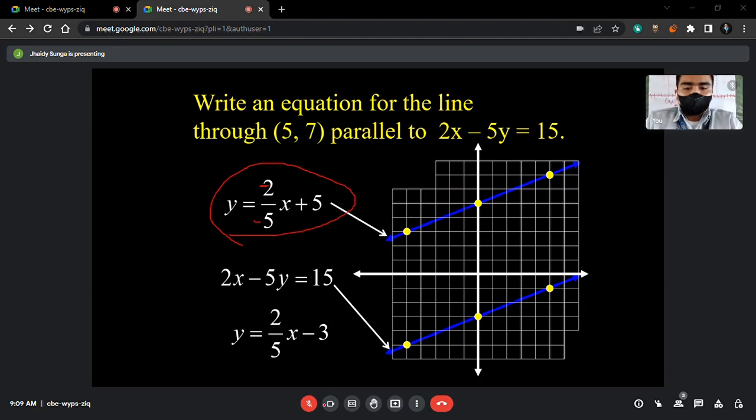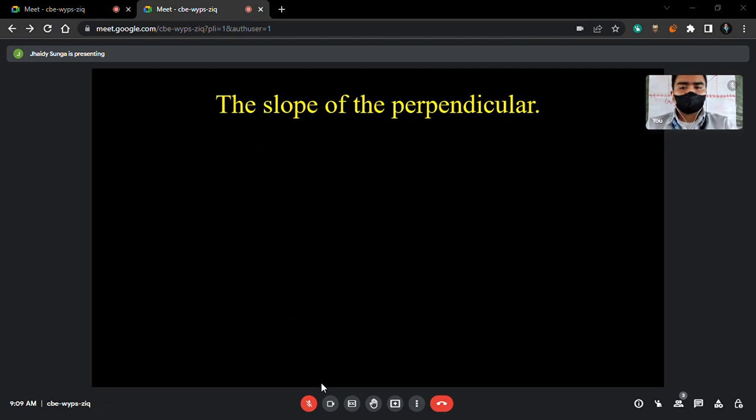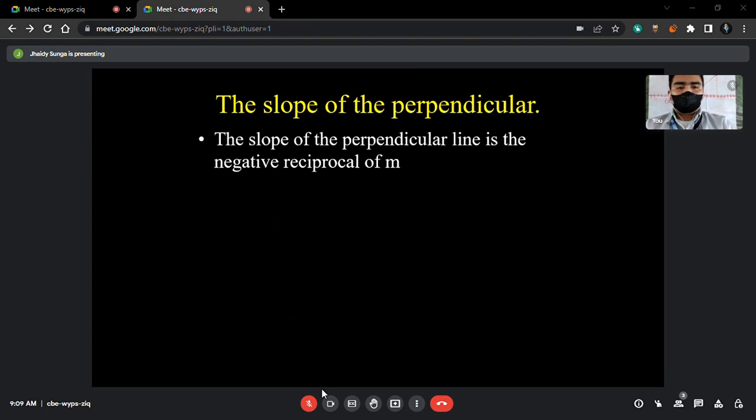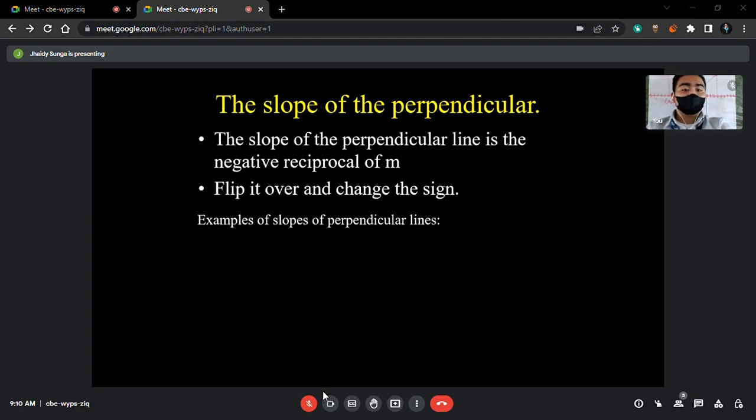Now, the slope of the perpendicular line is the negative reciprocal of m. Reciprocal, negative reciprocal: flip it over and change the sign. As I said, the reciprocal is just flipping the numerator and denominator, so simply flip, then simply change the sign. Here are examples of slopes of perpendicular lines, the one that I mentioned last time.